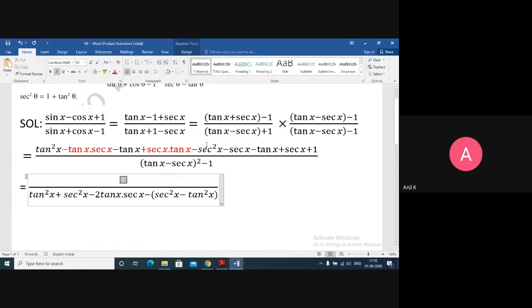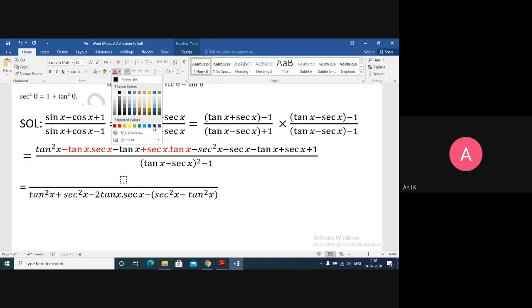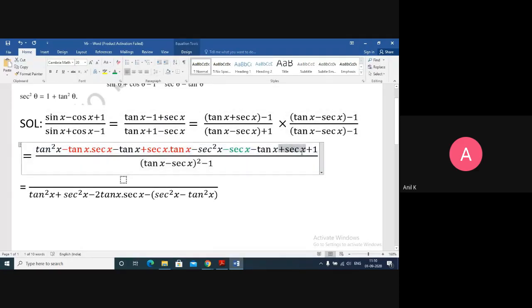You see in the numerator, can you suggest any? Yes, I found one more. Let me put a different color. Which color can you see? I'll go for maybe green. Minus sec x. This is also plus sec x. So this color also will get cancelled.